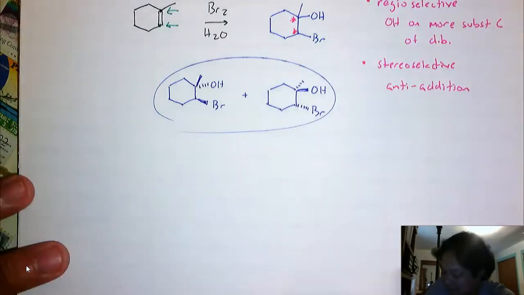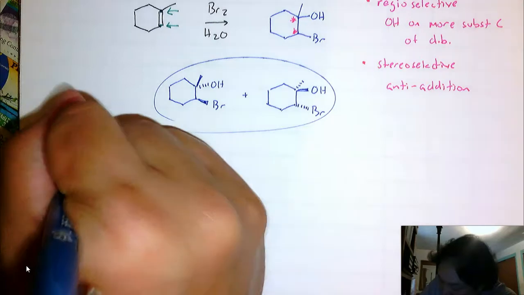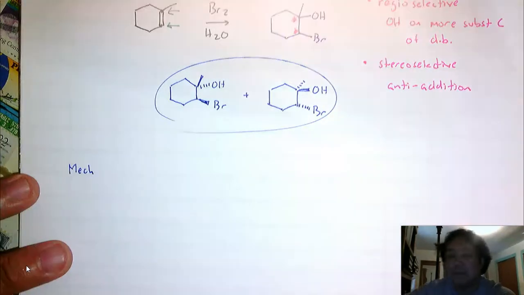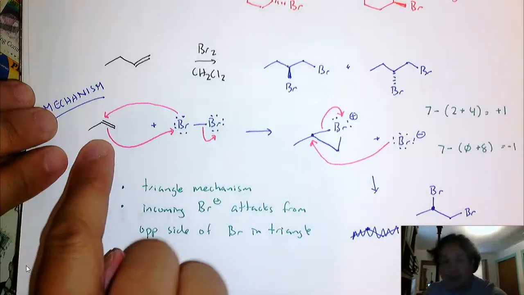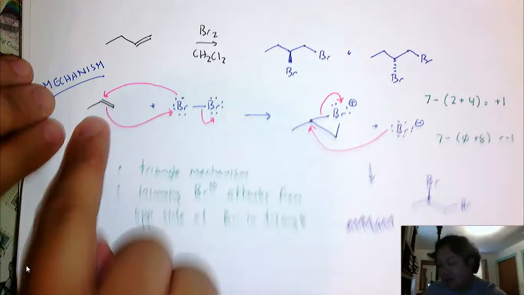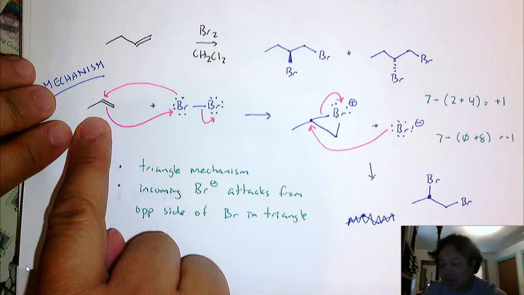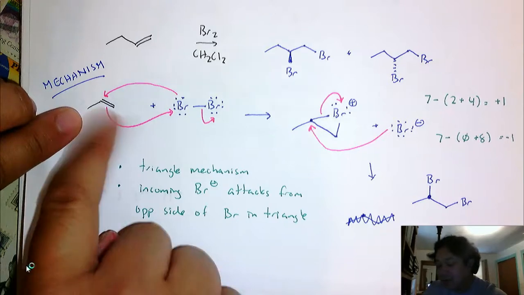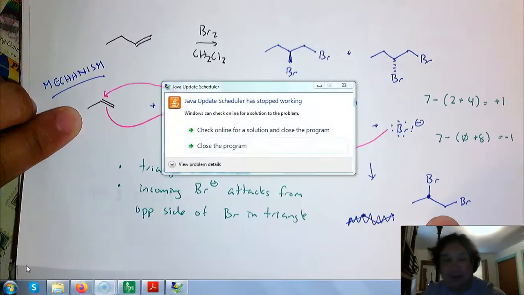Mechanism. I'm going to use this simple alkene. Actually, I'm going to use the same alkene that we did for the previous reaction, halogenation, this one right here. Again, if you visualize, all you're doing is adding bromines on both of these carbons and we get this molecule over here.